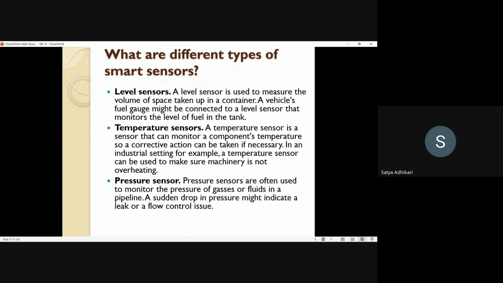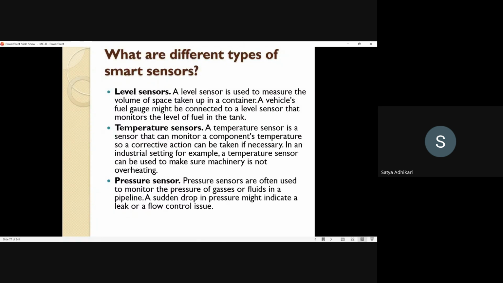What are the different types of smart sensors? So now the level sensor. A level sensor is used to measure the volume or space taken in a container, how much space is already filled or taken by the liquid or any other thing.